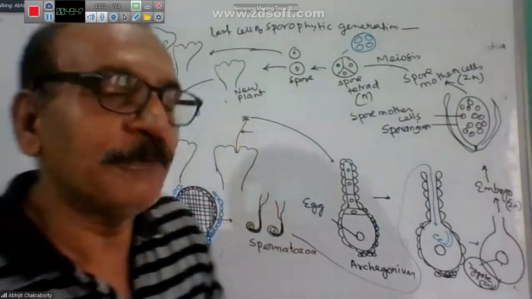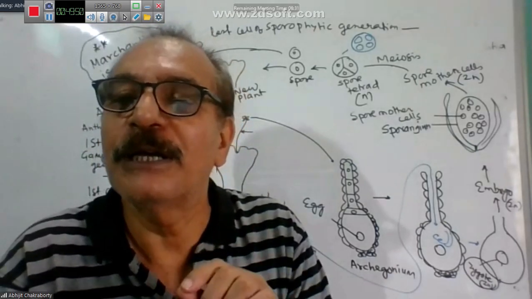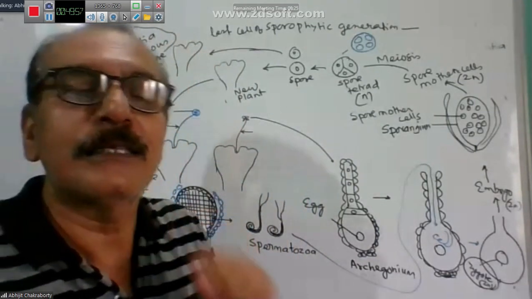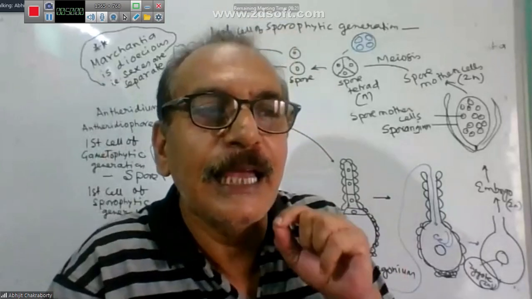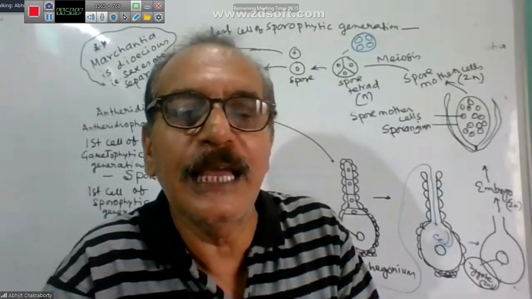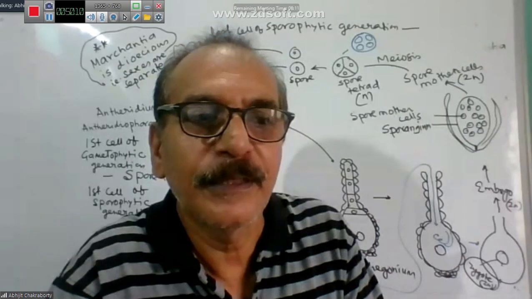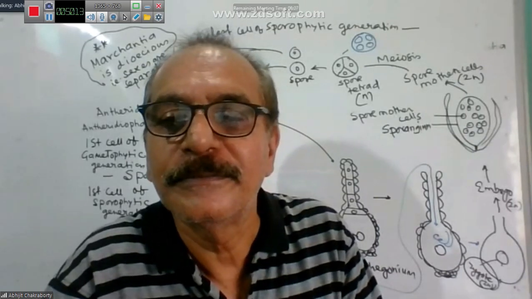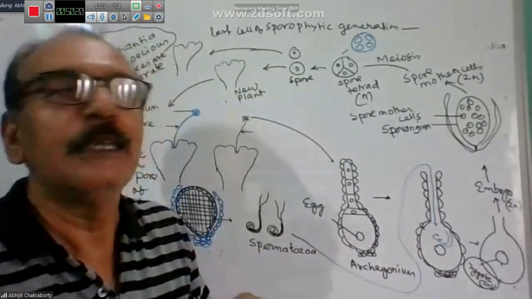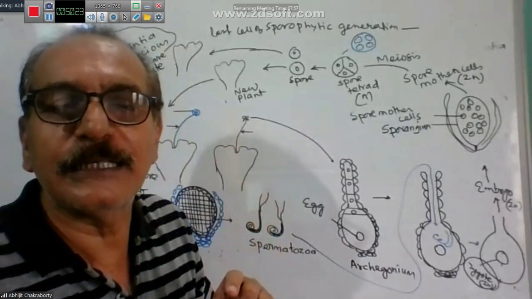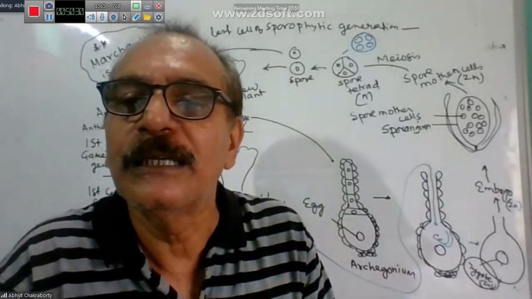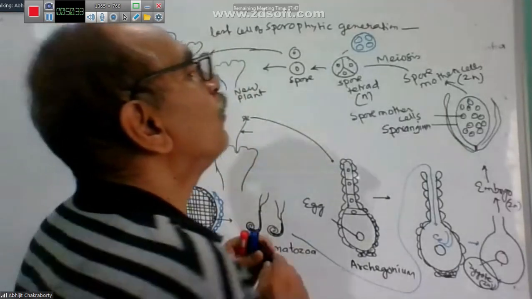The cell of sporophytic generation, wait, I am telling you. Listen carefully. The cell of sporophytic generation that undergoes meiosis is called the large cell of sporophytic generation. The answer should be spore mother cell.